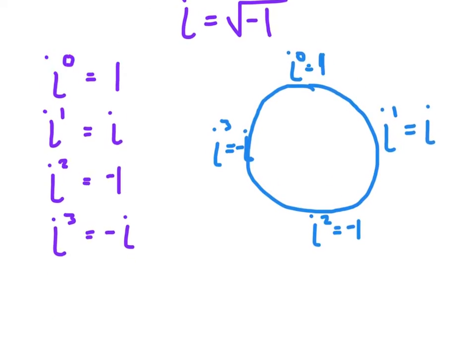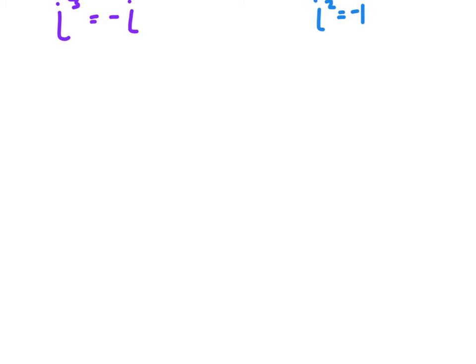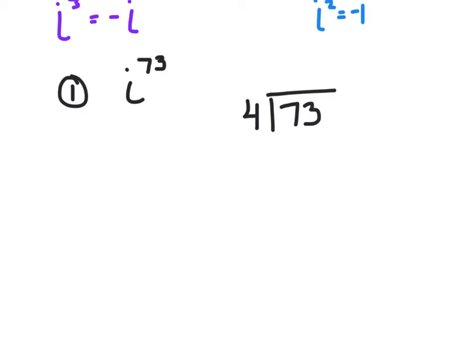Now, if we want to look at a particular example, let's say my first example is I want to simplify i to the 73rd power. I could go around the wheel 73 times, and that's very doable, but maybe I want to look for a quicker way. What we do is we divide that 73 by 4, and we do our long division.